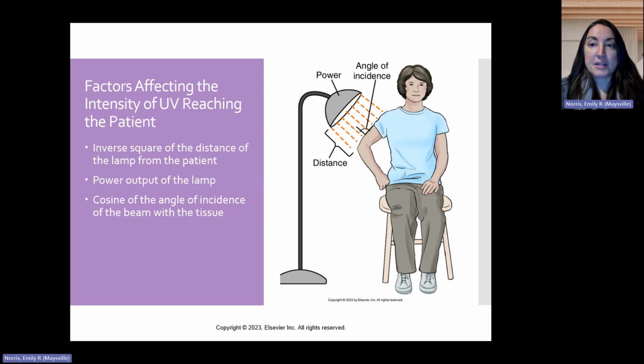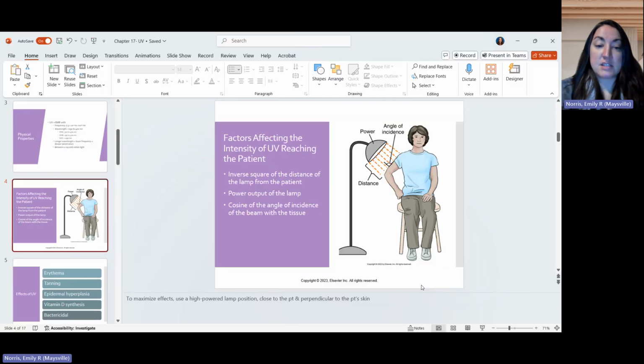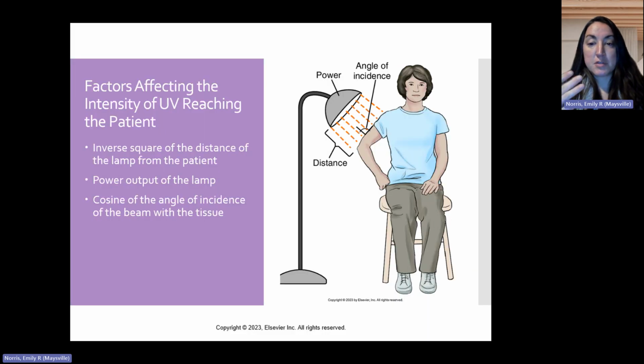So we're going back to former math classes that you may have forgotten, but you don't have to remember and figure out the cosine. Just know that in order to get the highest intensity, you would want to use a high-powered lamp, get close to the patient, and have the lamp perpendicular to the patient's skin. So closer, higher power, and perpendicular to the skin are the highest intensities.